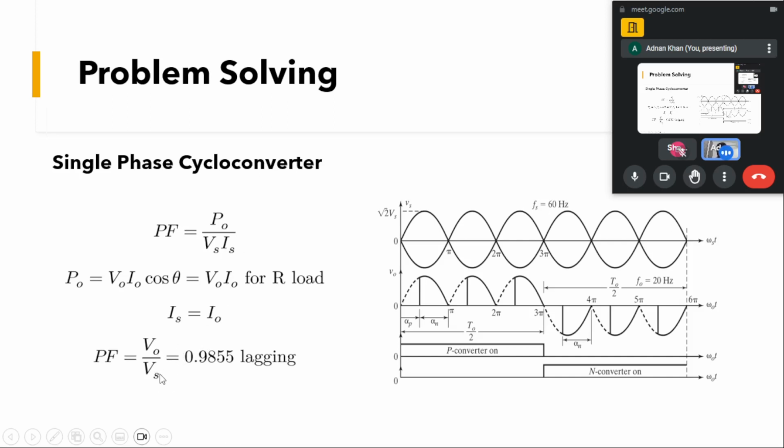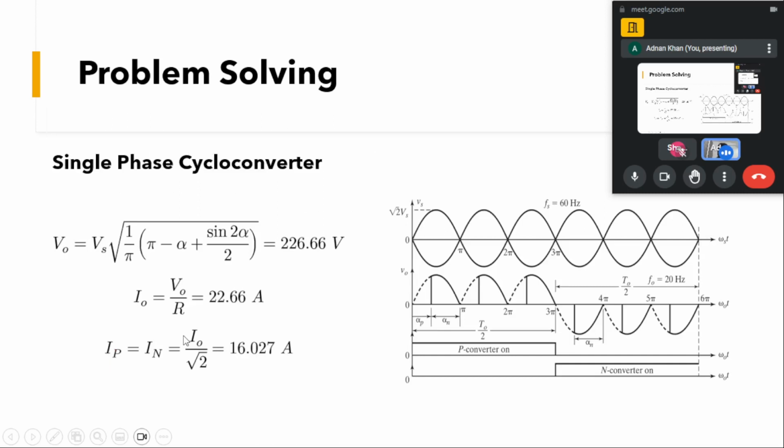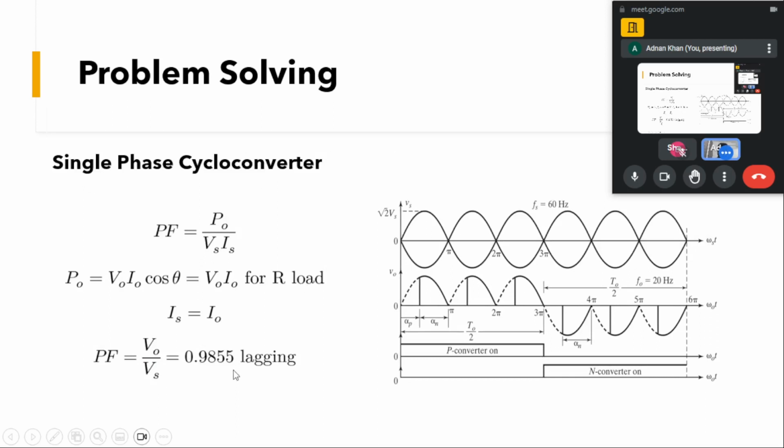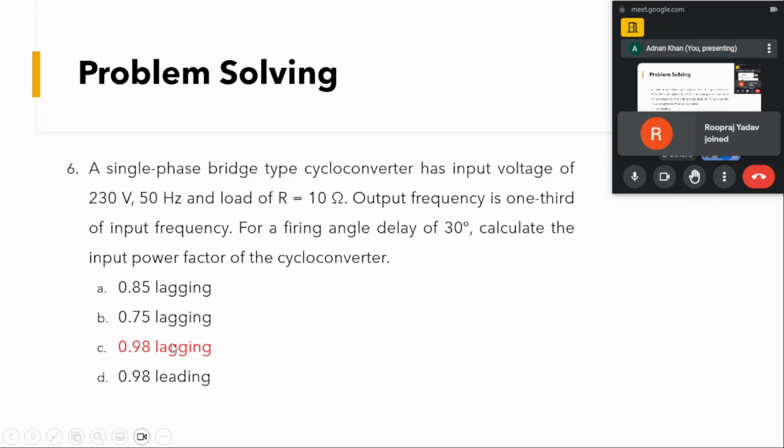Now we know Vs is 230, but how can we calculate V out? We saw in the previous example that V out will be equal to Vs times the square root of 1 by pi times (pi minus alpha plus sine 2 alpha by 2). When we divide this 226 by 230, the power factor comes out to be 0.9855. So you can see that option C is the correct option. A single phase bridge type converter with a power factor of about 0.98 is the correct option for this question.